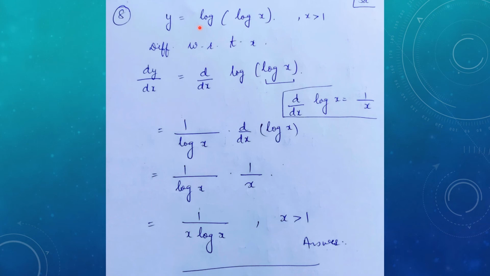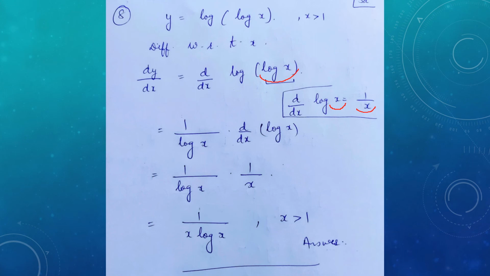Y is equal to log of x where x is greater than 1. You will do it in the same format. Differentiate with respect to x. Dy by dx is equal to d by dx log of x. Now the formula first of all is d by dx log of x is equal to 1 upon x. This is the answer to the derivative of log of x. Now here wherever is written x, this x, you will get 1 upon x is your answer, and here this x is being substituted by log of x. So wherever in the answer you are writing x, you will write log of x.